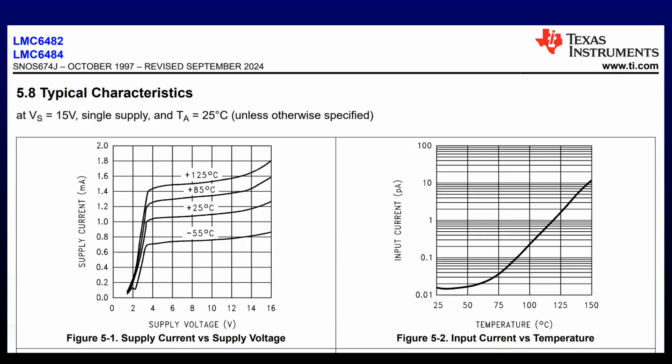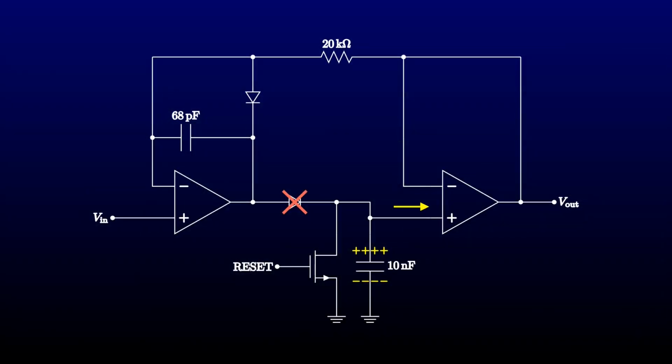The datasheet has a nice graph of the input current, showing how it increases nearly exponentially, from 20 femtoamperes or so at room temperature, up to 10 picoamps at the high end of the automotive temperature range. The rule of thumb that bias current of an FET input amp doubles for each 10-degree temperature rise seems to hold up pretty well. In any case, we can likely rule out the op-amp as the culprit for our voltage droop.